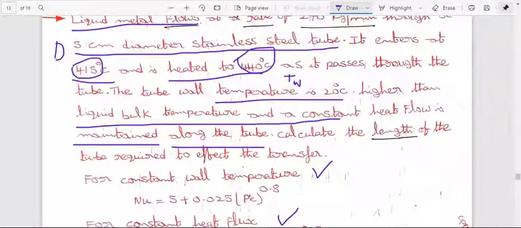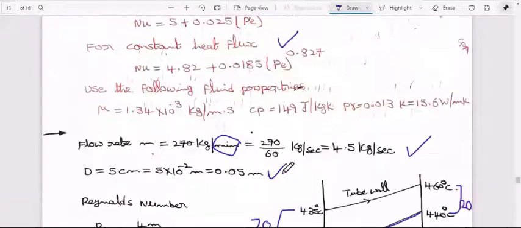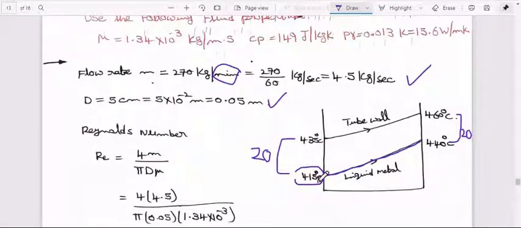So here it is clearly mentioned that as it passes through the tube, the tube wall temperature is 20 degrees higher. The liquid metal temperature is 415 to 440, and the tube wall temperature is 20 higher. That's why I'm adding this 20 degrees to the liquid metal temperature.